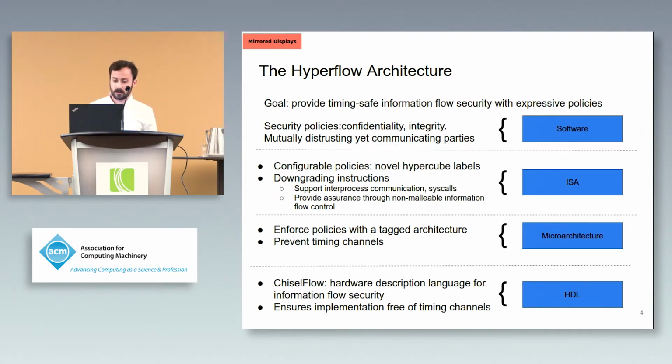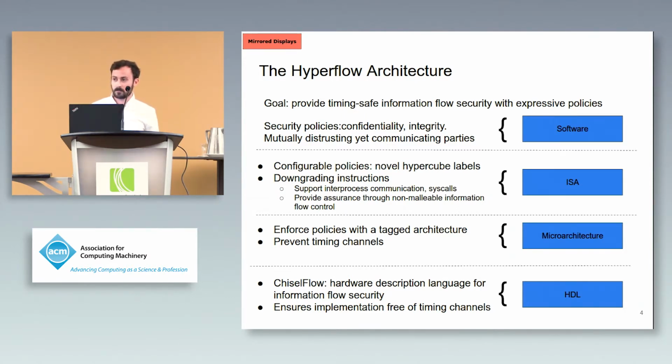The Hyperflow architecture supports software-defined security policies involving both confidentiality and integrity, as well as mutually distrusting principals that need to communicate yet are mutually distrusting. These policies are enforced by the Hyperflow ISA, which represents policies with a novel Hypercube label model, which can both enforce arbitrary policies represented with the lattice model and is amenable to efficient implementations in hardware.